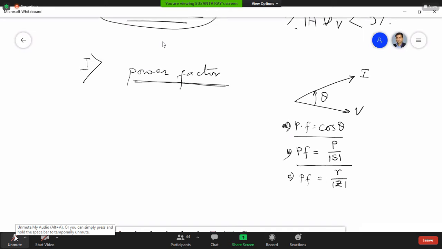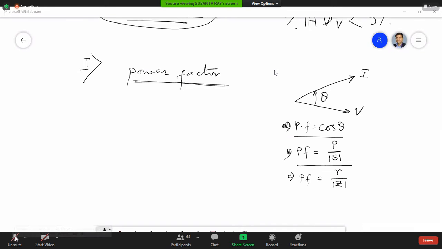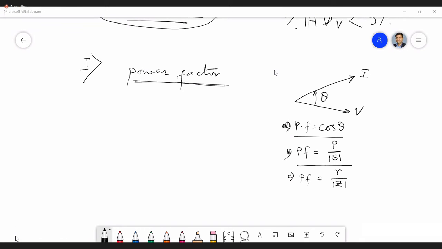So can anybody else point that out? Ankit? Say it. Fundamental. The phase difference between the fundamental of voltage and current. What is the fundamental? Now, why are you saying that it should be fundamental? Through Fourier analysis, that will be the fundamental.